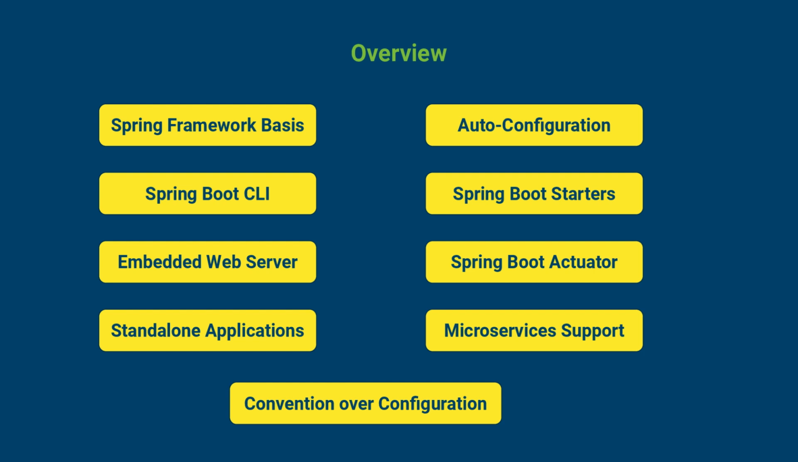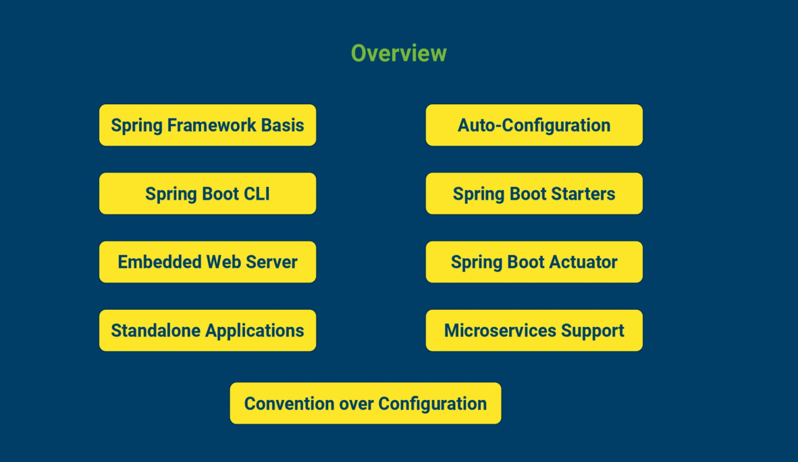5. Auto-configuration. Spring Boot includes a feature known as auto-configuration, where it automatically configures beans based on the dependencies present in the classpath. This reduces the need for manual configuration and enhances the developer experience.